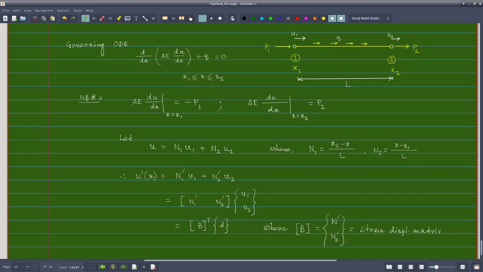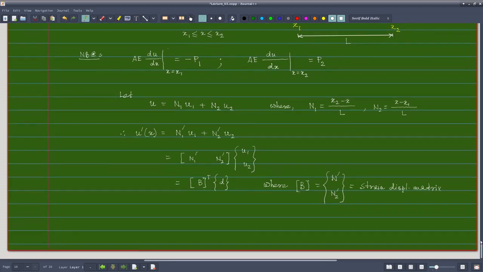Why are we calling it strain displacement? Because u dash is my strain, you all know, du dx, and that is related by this matrix to the nodal displacements, which are basic unknowns. That's why we call it the strain displacement matrix, since this matrix relates the strain to the nodal displacements. Clear?